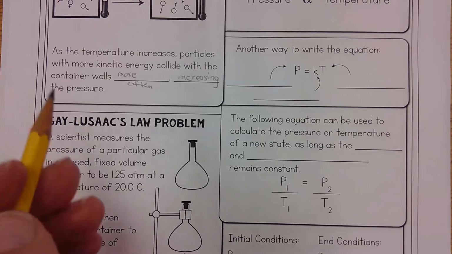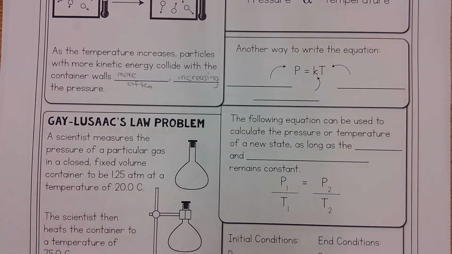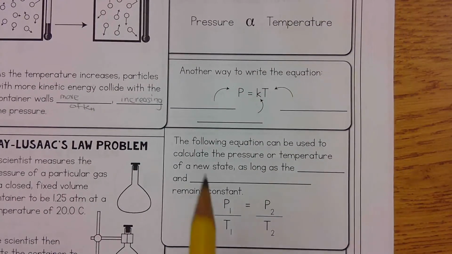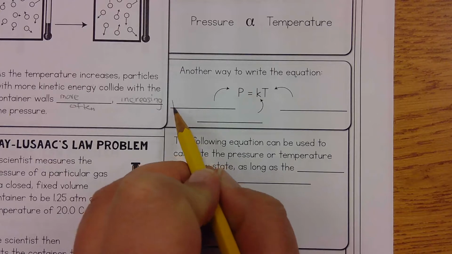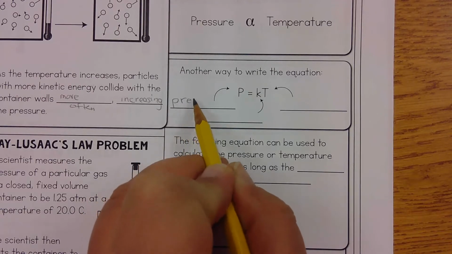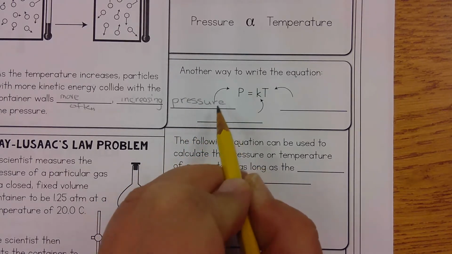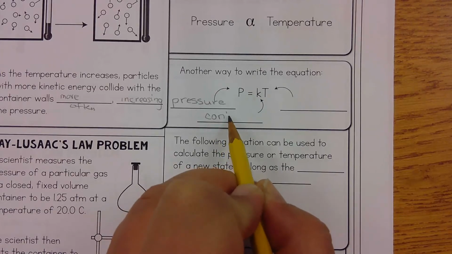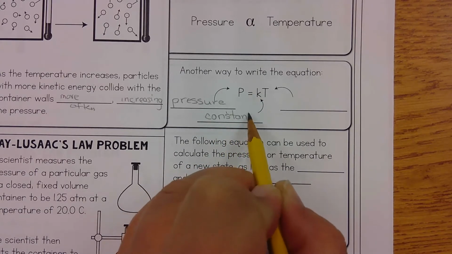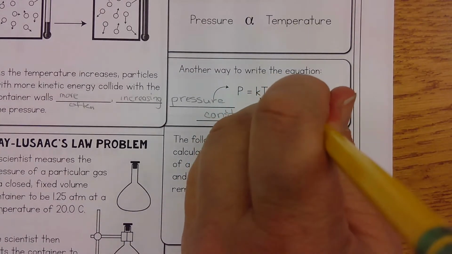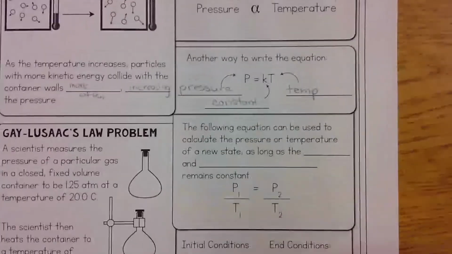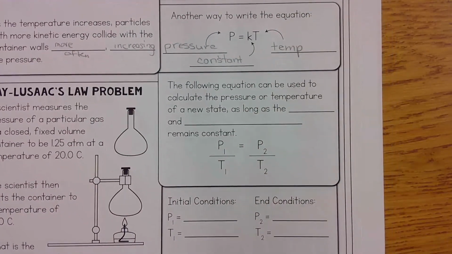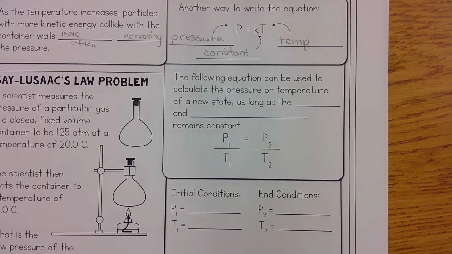Okay, so temperature increases, pressure increases. All right, so the formal way to write that, we'll just label all these. We know P is pressure, K is the constant. I promise we'll talk about that later. T is the temperature. Okay, sorry, hit the camera with my pencil.